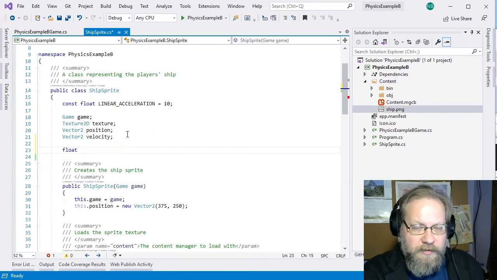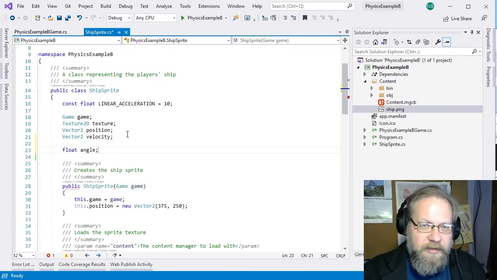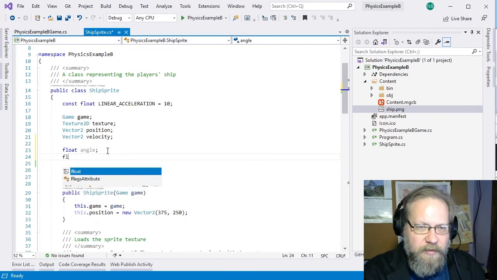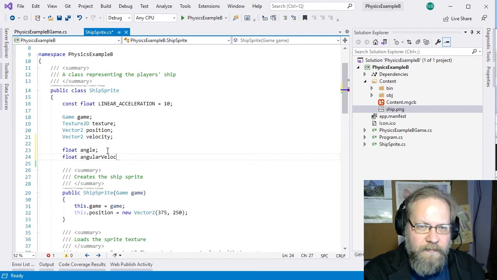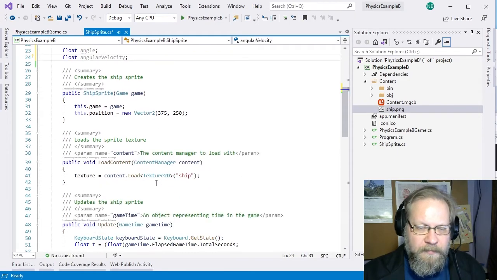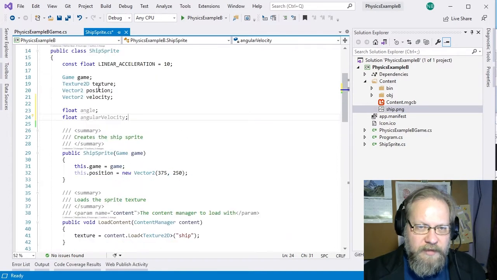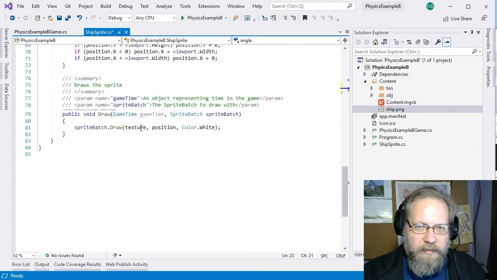We're going to use floats for those. The first is the angle. This is how much rotation our ship has, and it's the equivalent of the position vector for linear dynamics. And then we're also going to have a float angular velocity, which is the equivalent of velocity, only for angular dynamics. And for that angle to be meaningful, we actually need to rotate the ship and apply that rotation when we draw it.